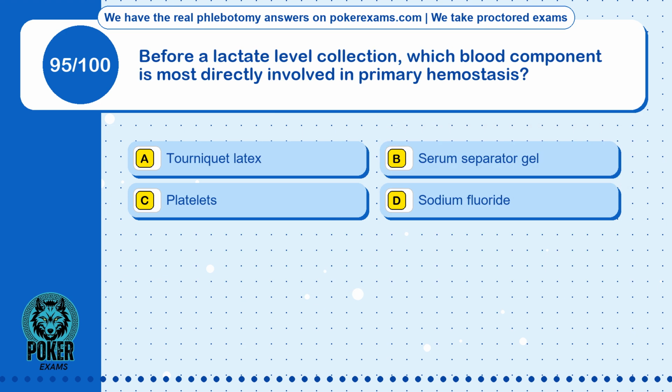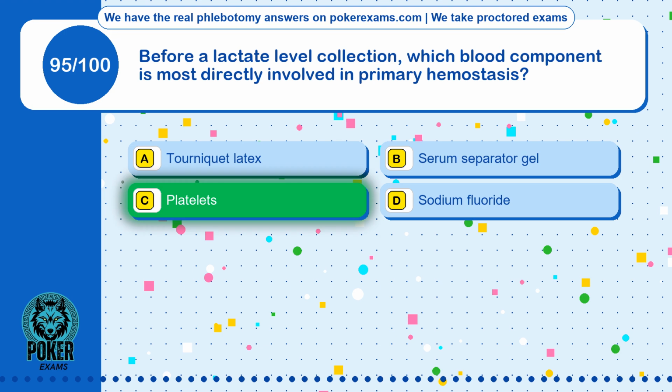Question 95. Before a lactate level collection, which blood component is most directly involved in primary hemostasis? Option A: tourniquet latex. Option B: serum separator gel. Option C: platelets. Option D: sodium fluoride. The correct answer is option C.